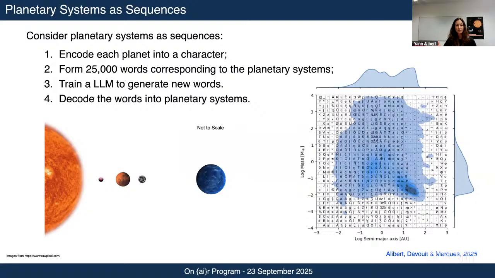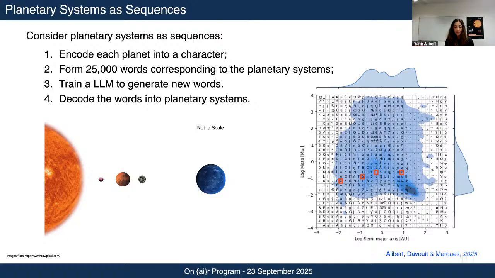So we can put them in the same diagram as we did before, and we can try to associate in this space of mass and semi-major axis a character grid. And we have our planetary system in here, and we want to encode it into something that a large language model, an LLM, can actually understand. So what we start to do is, let's see, the first planet is quite small, it's close to the star, so it should have a semi-major axis which is quite small, and it is still quite small in terms of mass, so it should have a character which corresponds to this first one.